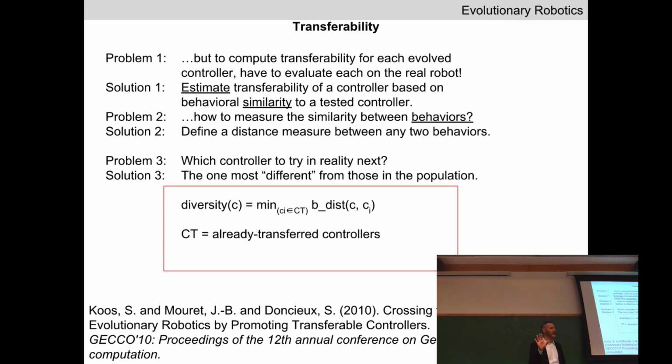I apologize, I'm not explaining this well. We take each C in the population. We compare its distance to the other CIs, the ones that we've transferred to reality. And we find its closest neighbor, which one has the minimum distance, and we assign that to that C. So we go through all the Cs, and we calculate their diversity, and we then send across the one that has highest diversity.